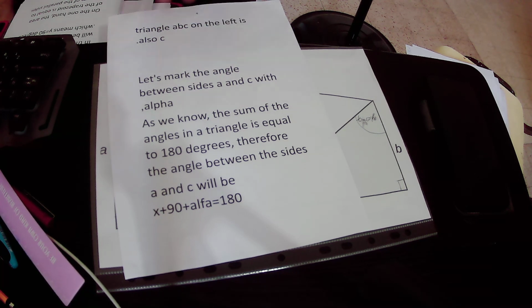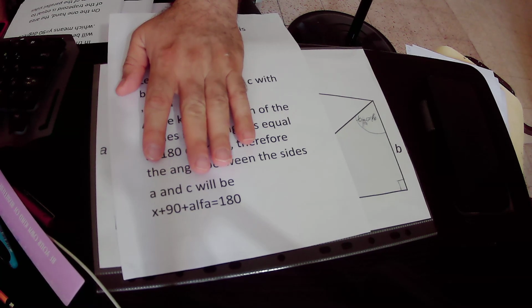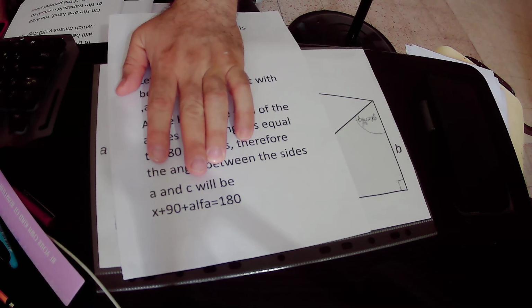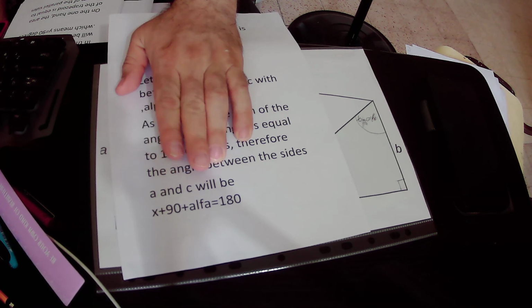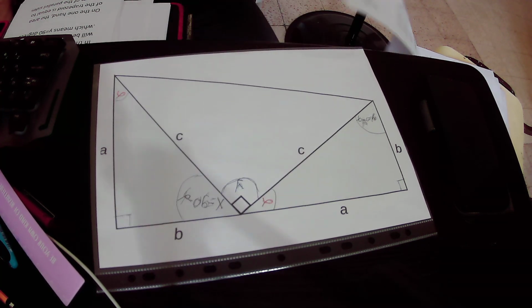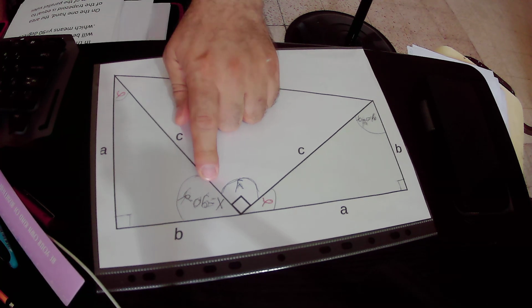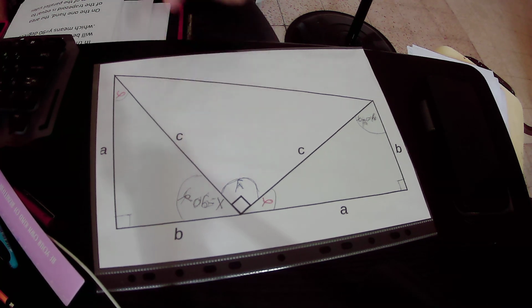And here we can deduct 90 degrees from both sides of the equation, and we will get x plus alpha equals 90, and if we subtract alpha from both sides of the equation, we will get that x is equal to 90 minus alpha. So as you can see here, x equals 90 minus alpha.